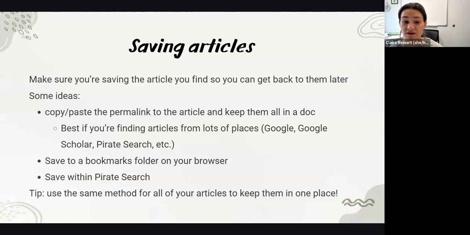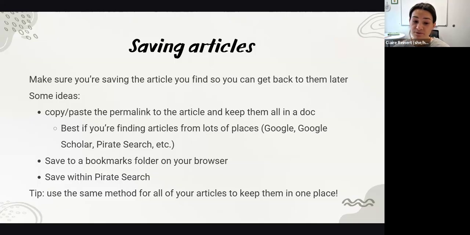So number one, and I see a lot of students doing this, is to copy and paste the permalink or the URL to the article and to keep them all in one single running document. So this is best if you're using articles that you found in lots of different places. So if you found them in Google versus Google Scholar versus Pirate Search, which is the library's search function on our website. If you're finding articles from lots of places, it's actually easy to make it so that you're saving them all together in one place if you do this method and you keep them all in a document.